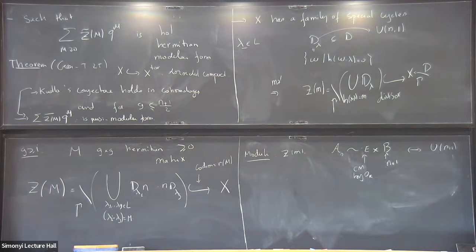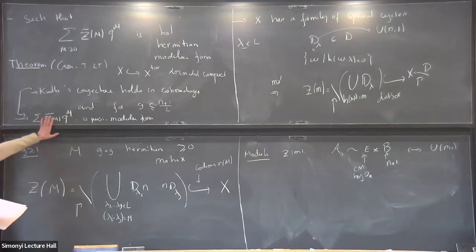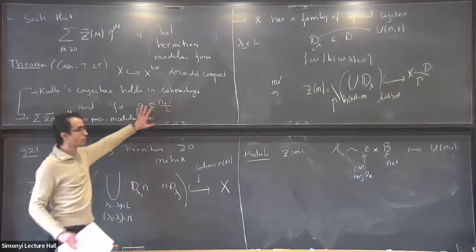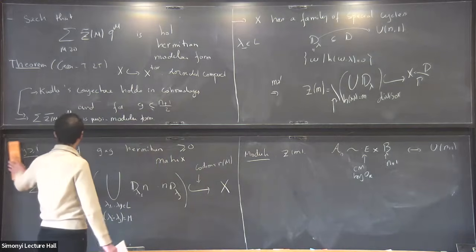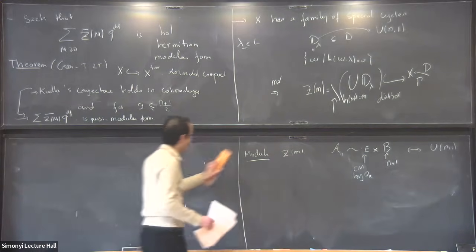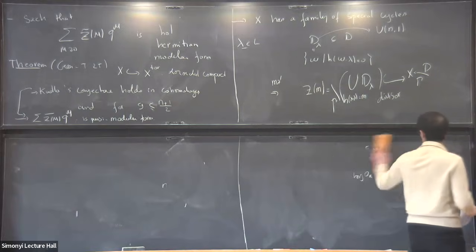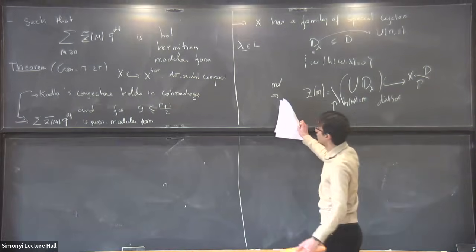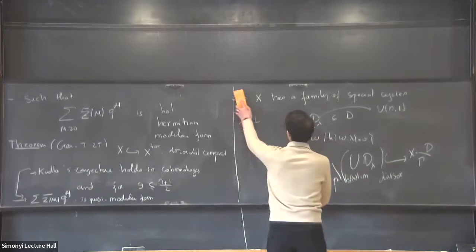So what is Z of M bar? Oh, I'm taking the Zariski closure. Just the Zariski closures, yes. Yeah, in this compactification. Okay.